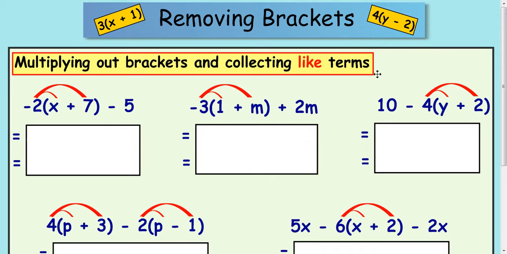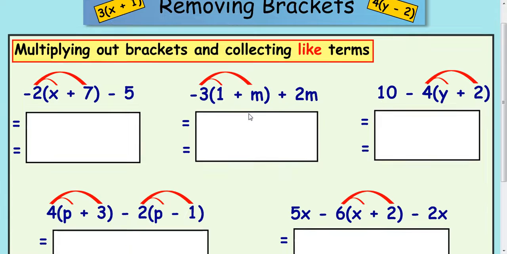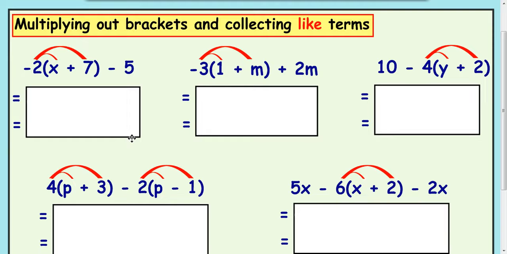Okay, in this set of examples we're going to look at more complicated bracket multiplying with negatives, where you have to simplify and collect like terms in the second line. So let's look at that.